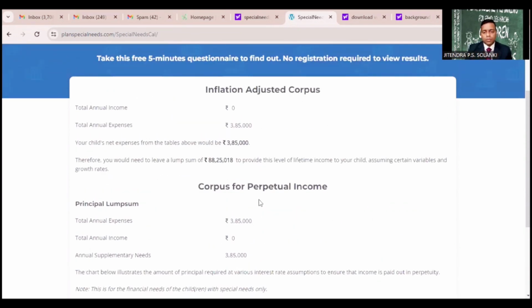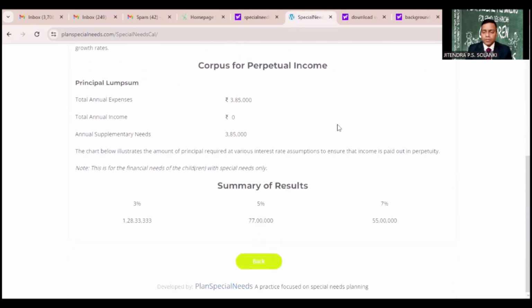What both of these signify: the inflation adjusted corpus is the actual amount of money you require. And the corpus for perpetual income means this is the bare minimum corpus you need to have. So if I take inflation of 6%, probably 50 lakh is the bare minimum corpus. That means I need to have 50 lakh at any point of time to ensure that my child's expenses can be taken care of. This is what the calculator tells you.